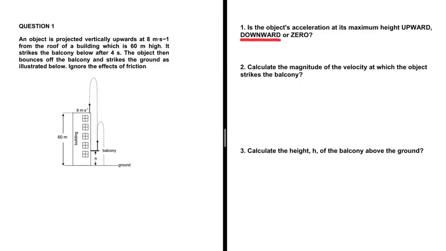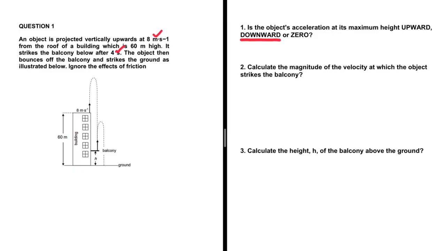An object is projected vertically upwards at 8 meters per second from the roof of the building, which is 60 meters high. It strikes the balcony below after 4 seconds. The object then bounces off the balcony and strikes the ground as illustrated. We are looking for the magnitude of the velocity as the object strikes the ground.